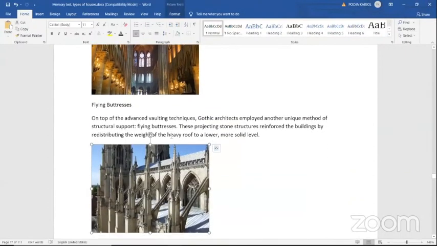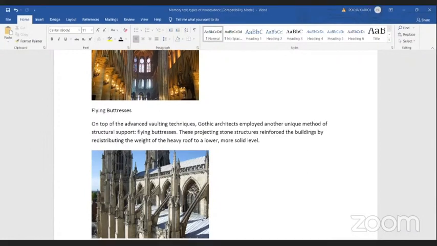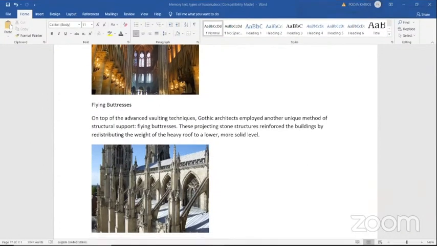Anyway. Flying buttress. Gothic architects employed another unique method of structural support, the flying buttress. These projecting stone structures reinforce the buildings by redistributing the weight of the heavy roof to a lower, more solid level. These are flying buttresses. In just a second, I'll show you what buttresses are. Then you'll get a sense of what a flying buttress is.